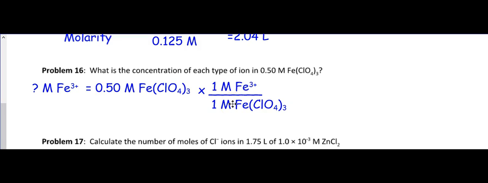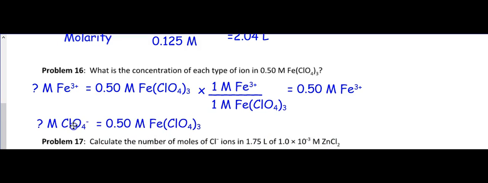If you have the same volume, the ratio of molarities is equal to the ratio of the moles. So I'm allowed to do that, okay? And so what's my answer? This. Now watch what I do with the next one. What is the molarity of perchlorate ion? Not chlorine, not oxygen. They're asking for the entire ion.